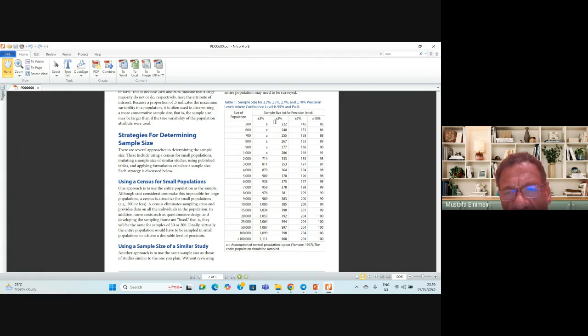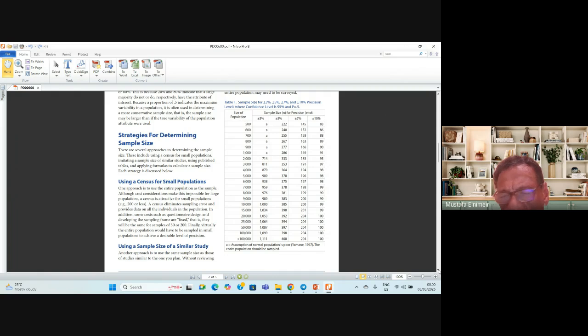People usually use the 5% level of precision, and then immediately, if you know the population size here, you can easily pick the sample size as estimated. For example, if you have a population of 7,000 and you are interested in a level of precision of 5%, then the sample size is 378.